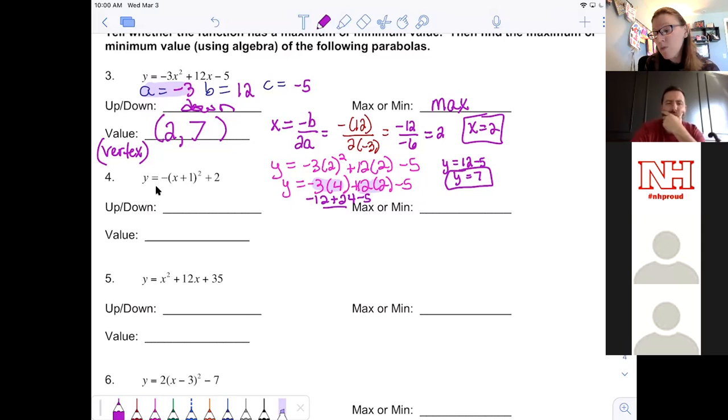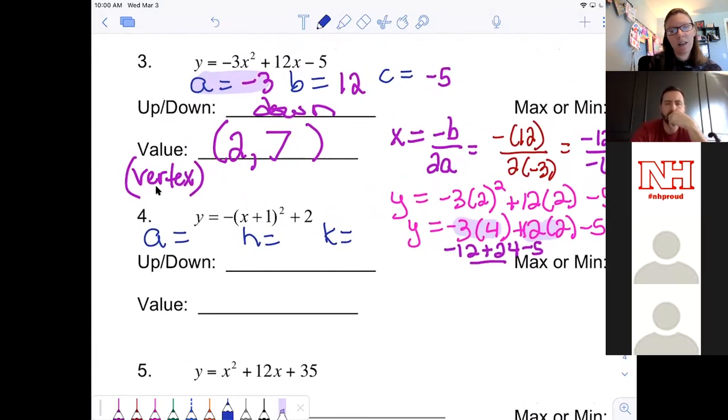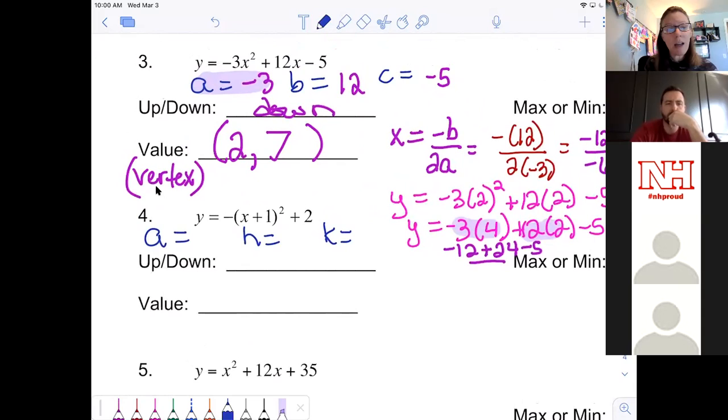I also want to go over the one right underneath so that you can see the difference. One's going to be a lot of work. The other one's going to be no work whatsoever. So underneath for number 4, this one is A, H, and K. And you can see the difference. They look different. Number 4 has the parentheses in it and number 3 does not. Jason, what are the A, H, and K in number 4?